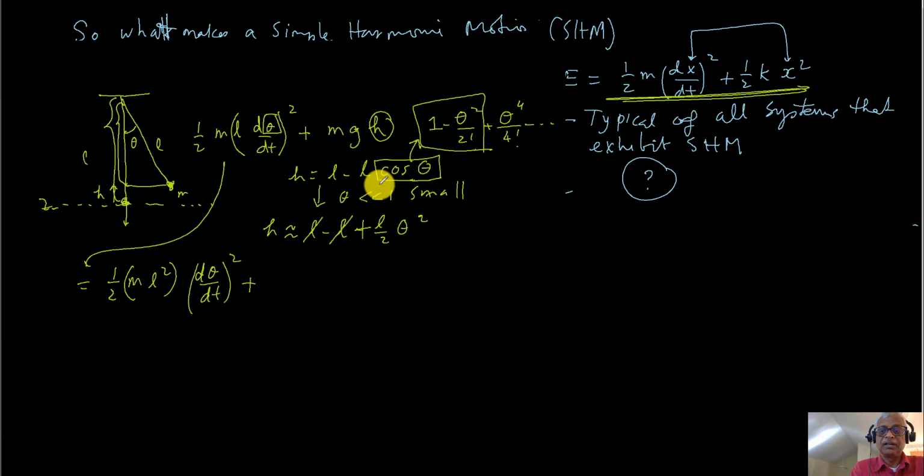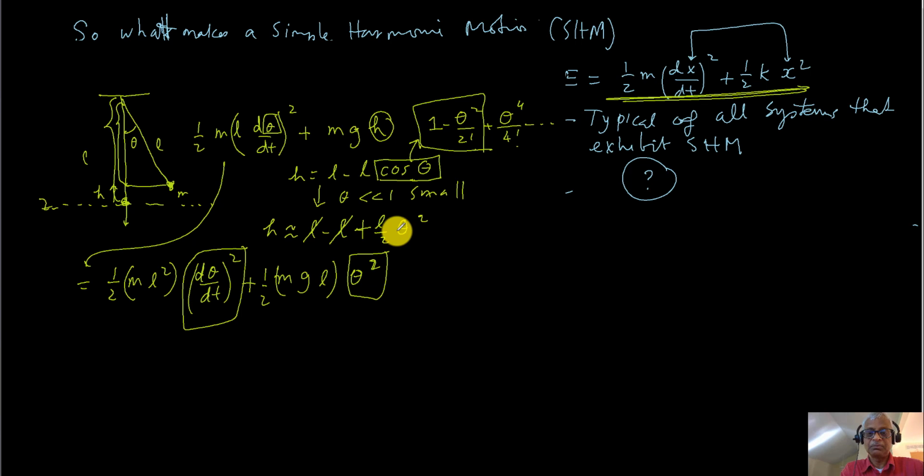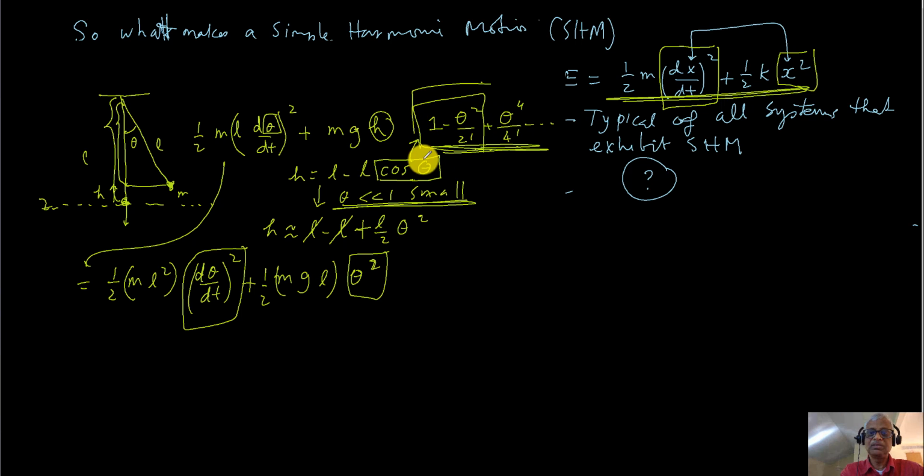plus half mgL theta square, which becomes like a k theta square. You can see that this has two quadratic terms, one of this type and one of that type, and that is completely analogous to that. So that's how this is simple harmonic motion, only when the angle is small, and we keep only the leading two terms in the cosine expansion.